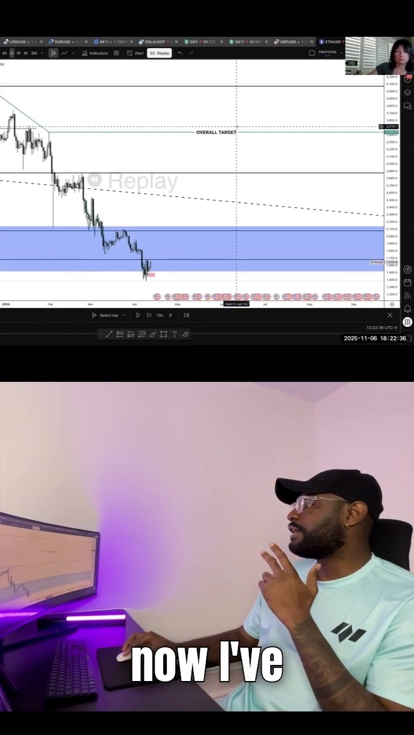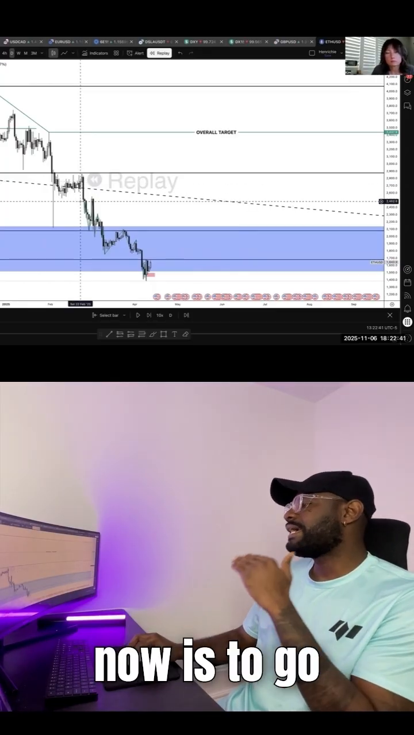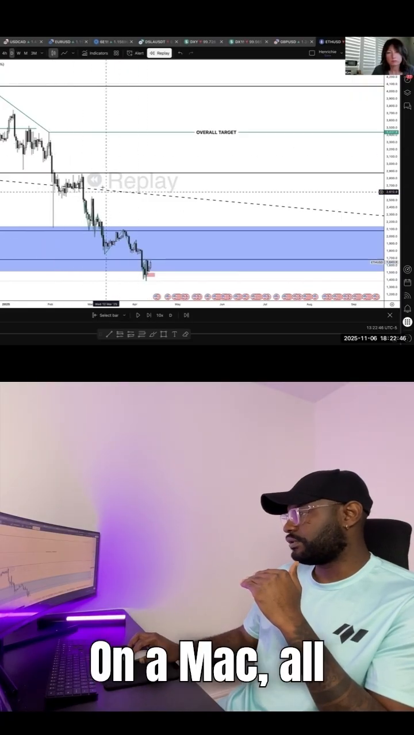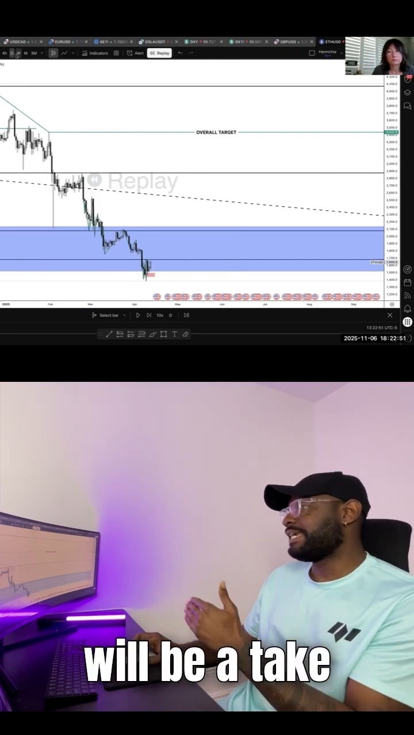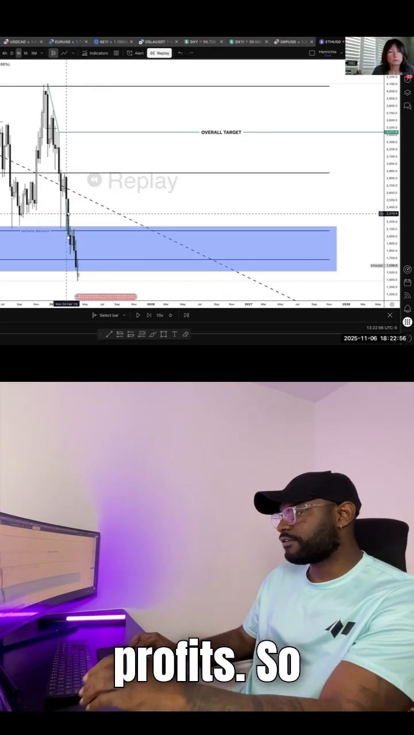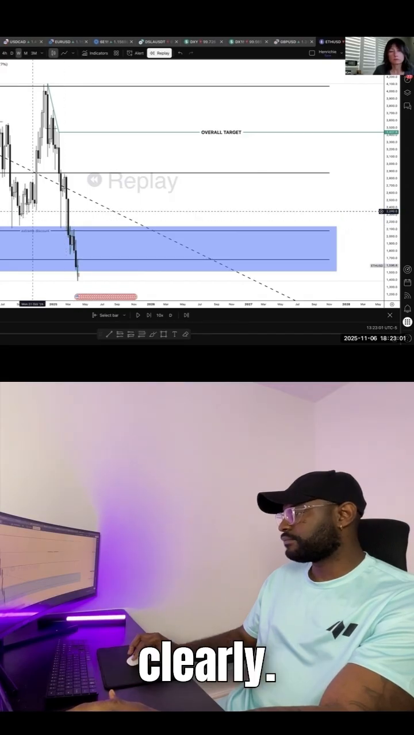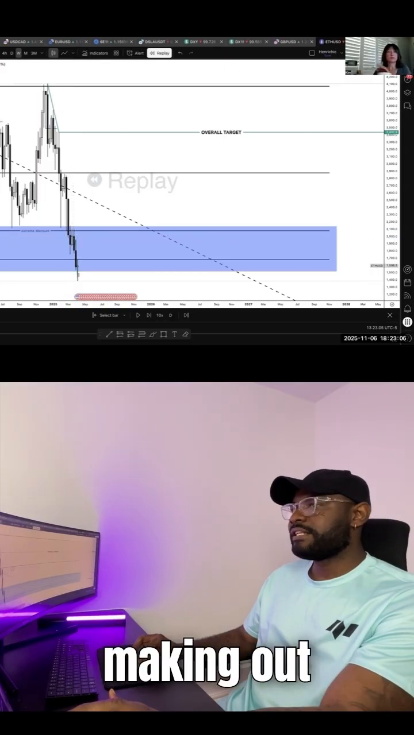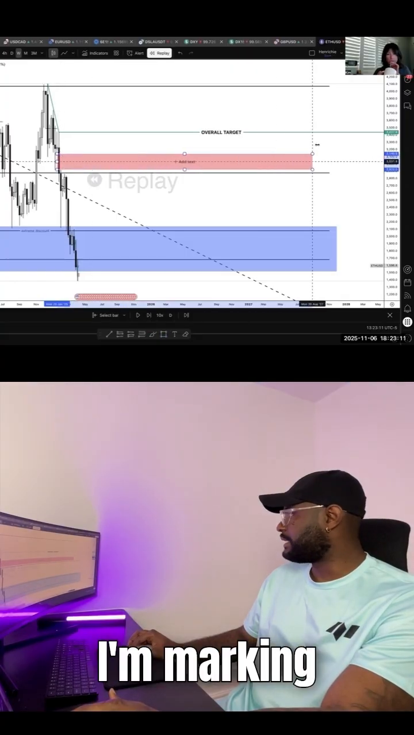So now I've derived my overall target. The next thing I'm going to do now is to go into other higher time frames and look for inefficiencies that are resting within this zone and mark all of them out so that each one price hit will be a take profit position where I'll be scaling out some of my profits. So I'll just remove all these green lines so you can see everything clearly. Now, each time frame I'm marking out inefficiency, I'm labeling that inefficiency that I'm marking out.